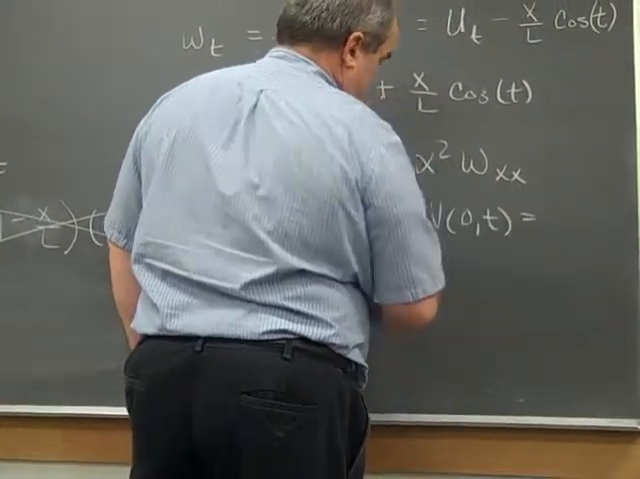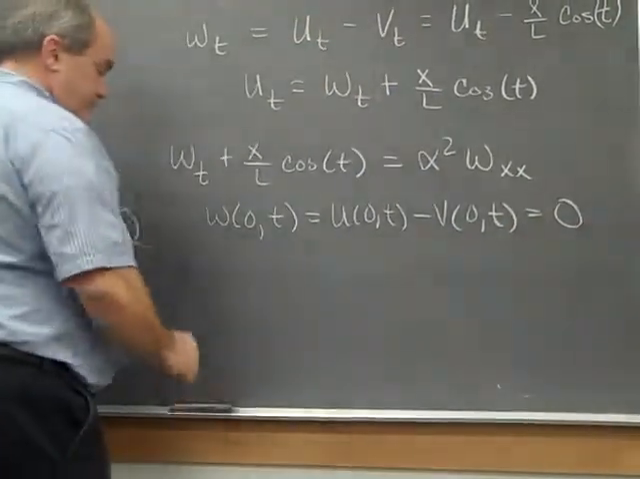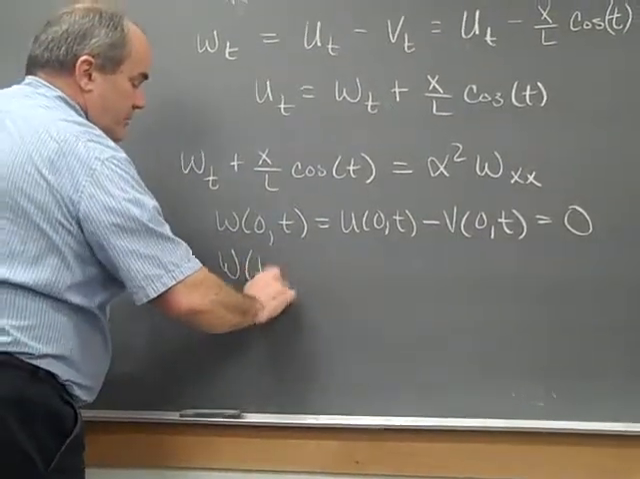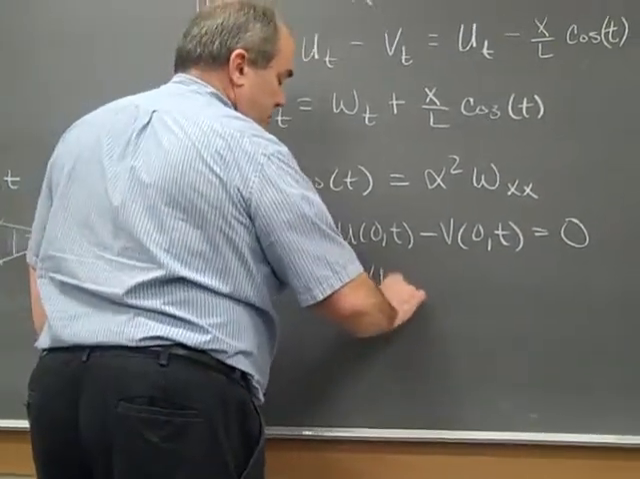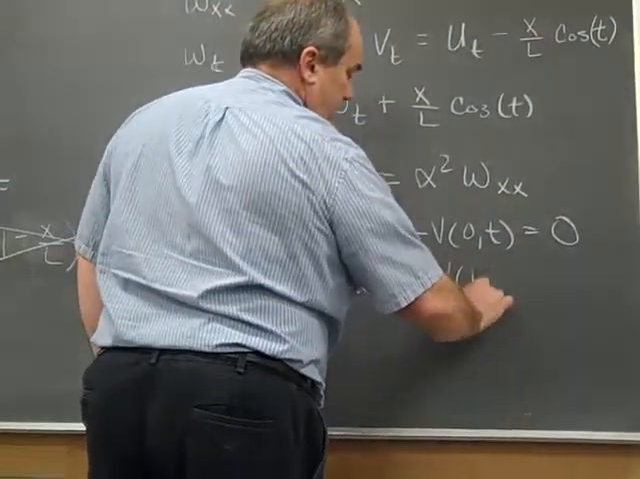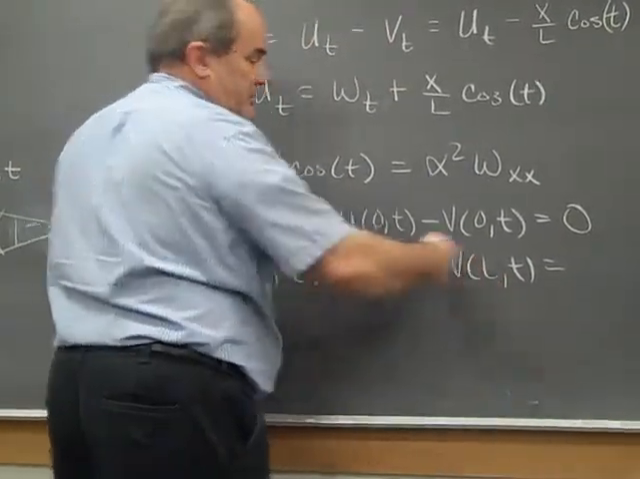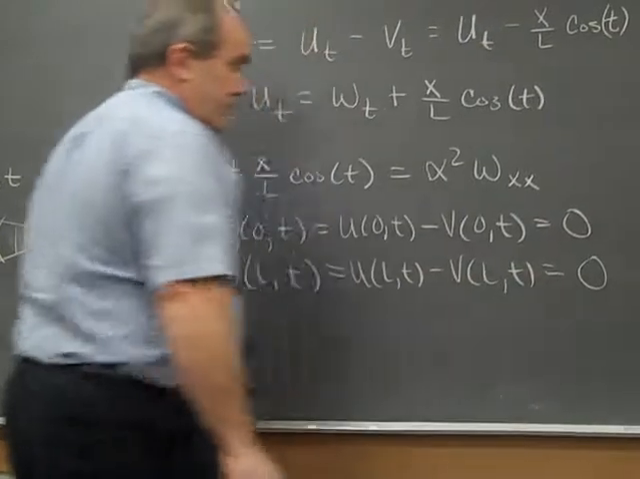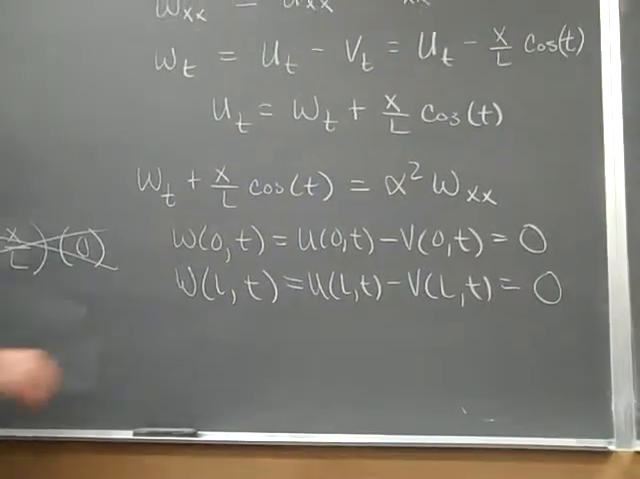Boundary conditions now, well, W of 0,t is equal to U of 0,t minus V of 0,t, but that U of 0,t is 0. 0 minus 0 is 0. And W at L and t is U at L and t minus V at L and t, but we've chosen that. So this is sine of t and that's sine of t. Sine of t minus sine of t is 0. So we got our homogeneous boundary conditions the way we want it.